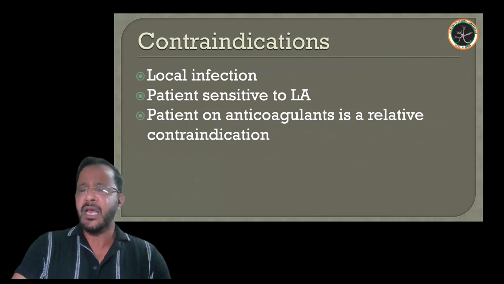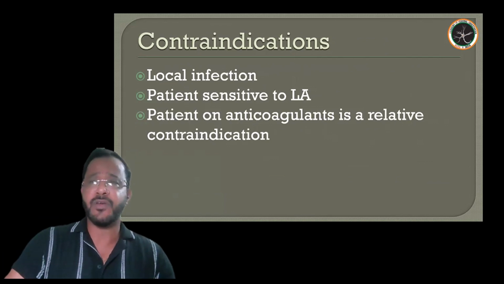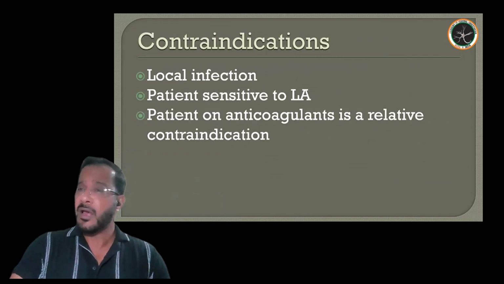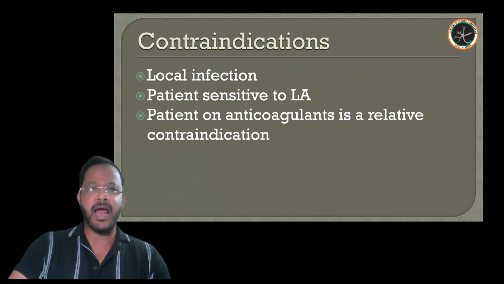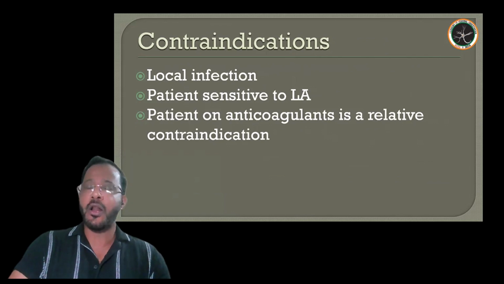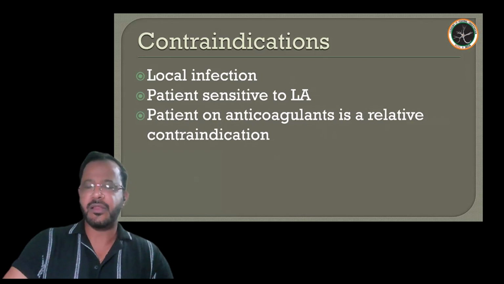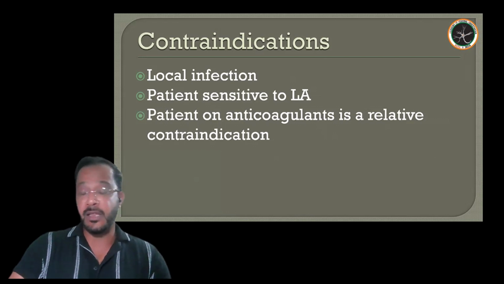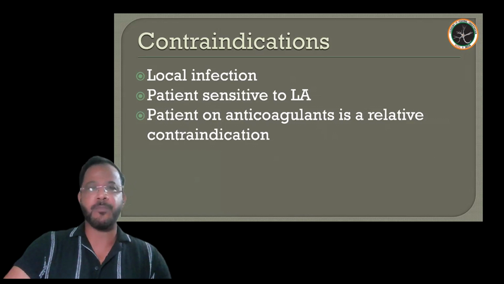Usually you don't have many contraindications with the axillary approach to the brachial plexus. If there is a local infection, avoid that approach to the brachial plexus. Or if the patient is sensitive to a local anesthetic, don't use that local anesthetic. Or a patient on anticoagulant is a relative contraindication because, as I told you, this is a superficial site. You can easily compress if you have done a vascular puncture.